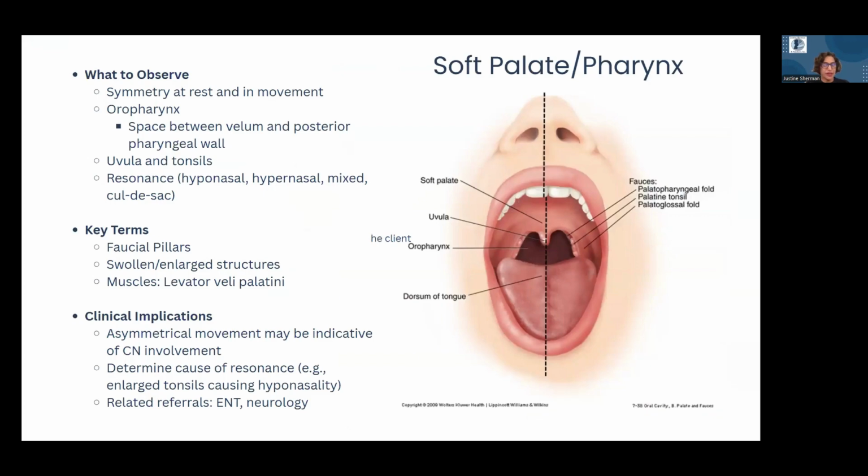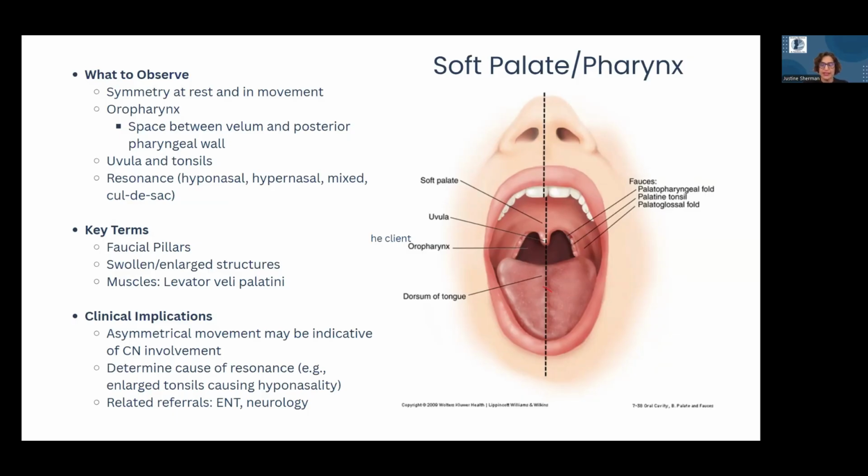Soft palate, that is central to resonance, swallowing, airway protection, and we're looking at mobility and symmetry, which will directly affect speech intelligibility and safe bolus management. So during the OPE, I'm assessing resting position, movement, symmetry, and contact with that posterior pharyngeal wall. And I'm always linking those findings to functional outcomes.